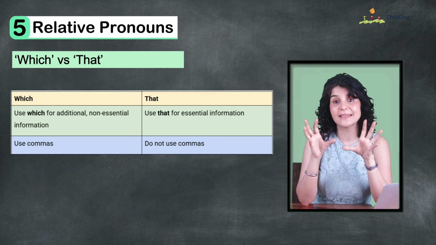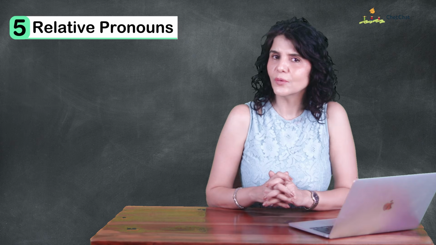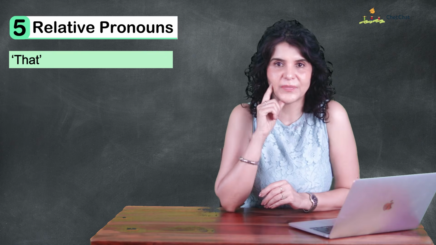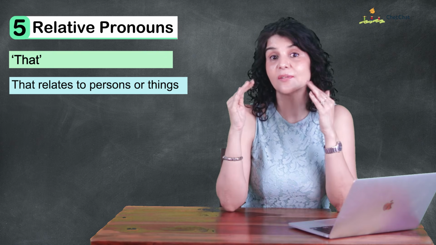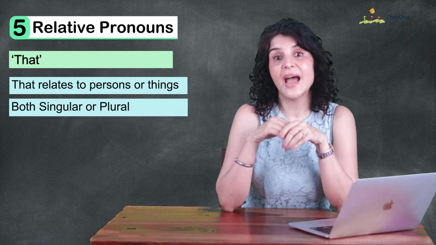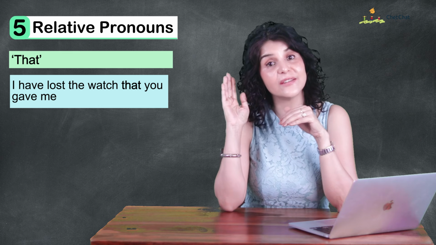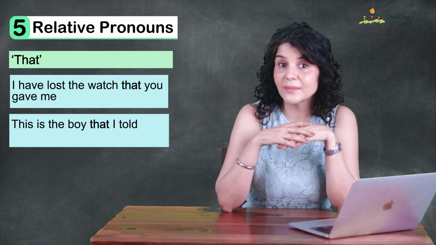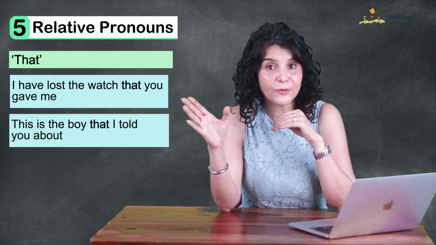Now, here is a small table which you can pause and take a screenshot, and let's take a look at that in detail. So, what is that used for? That relates to persons or things or animals or birds, both singular and plural. I have lost the watch that you gave me. This is the boy that I told you about.